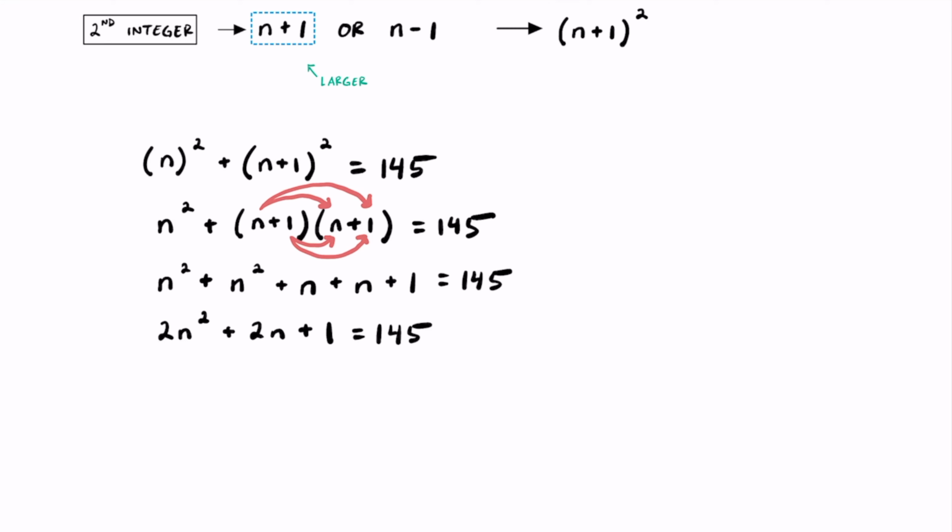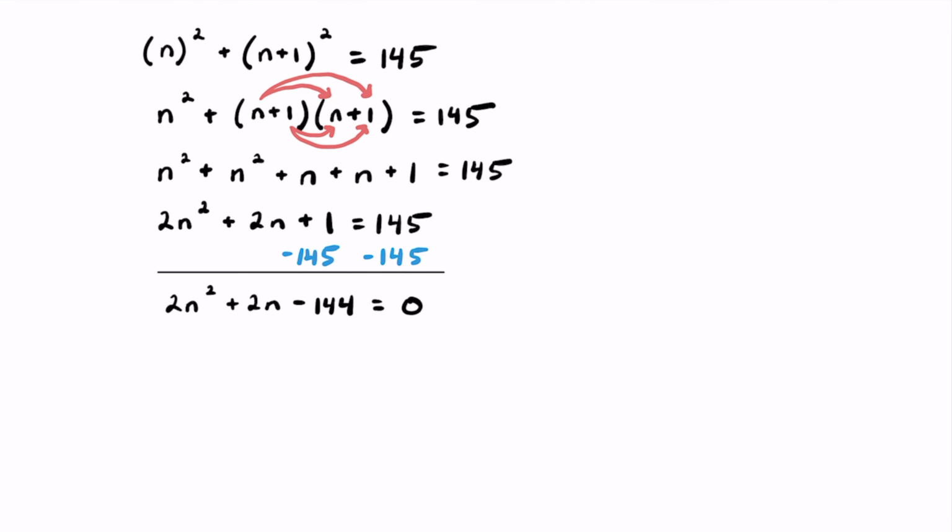All right, slowly but surely, this equation is looking a little bit easier to work with. Now let's put this into standard form and set it equal to 0 so we can solve this quadratic equation. So we can subtract 145 from both sides of the equation. And when we do that, we're going to get the equation 2n squared plus 2n minus 144, and that's going to be equal to 0.